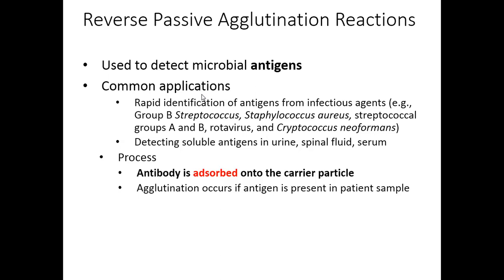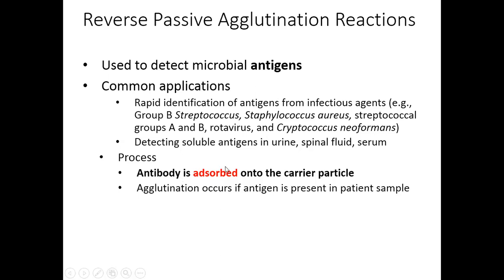So we have a particle, we bind an antibody by a technique we call adsorption, where we coat the particle with antibody, and then we mix it with the patient's serum, and we look for antigens in the patient's sample. Could be something like group strep B, Staph aureus, rotavirus, cryptococcus. We can find soluble antigens in serum, spinal fluid, and urine. And agglutination occurs if the antigen is present in the patient sample.